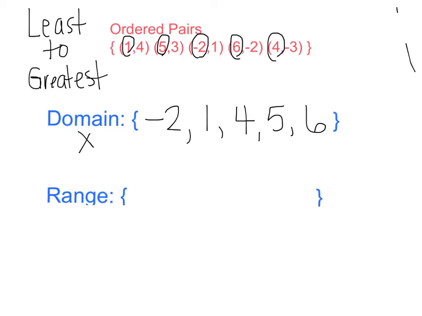Now when I look at the range, those are all my y values. Same thing, they're going to be in order from least to greatest. So I'm going to use my numbers 4, 3, 1, -2, -3. So the smallest is -3, then -2, then 1, 3, 4, least to greatest.